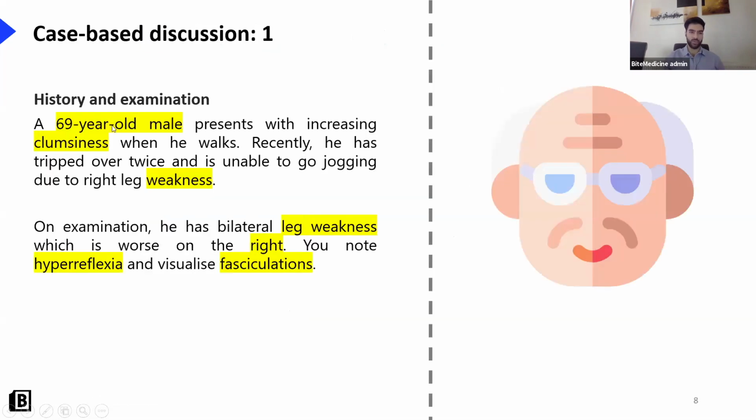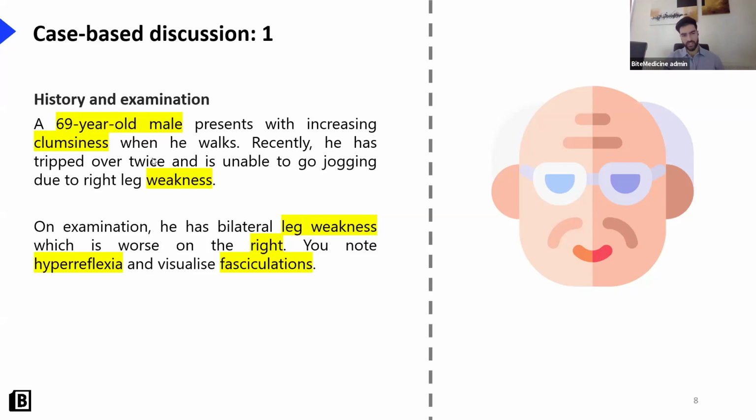So looking at this, what are the clues that this gentleman has motor neuron disease? What's the giveaway that this guy has motor neuron disease? Good. So someone said a mixture of upper motor neuron and lower motor neuron signs. So let me go into that. Firstly, he's old. He's old and he's a man. So those are 2 risk factors for motor neuron disease.